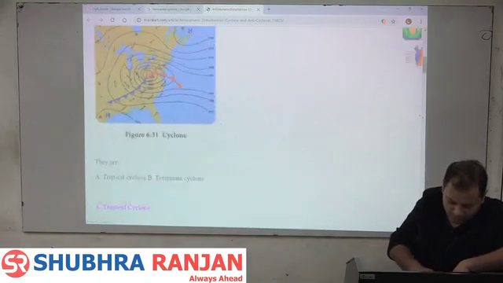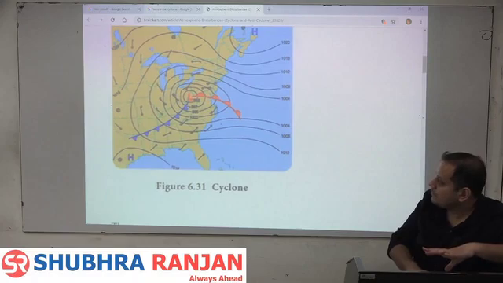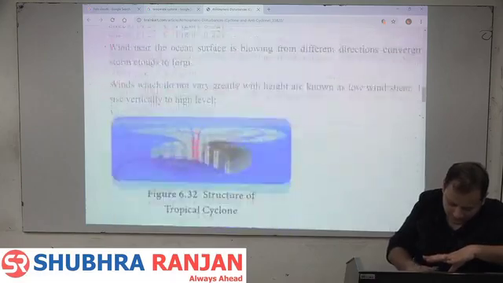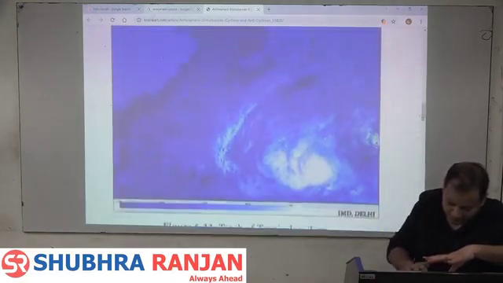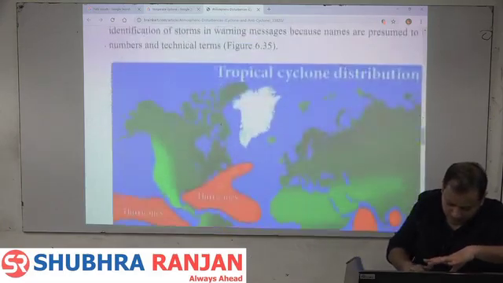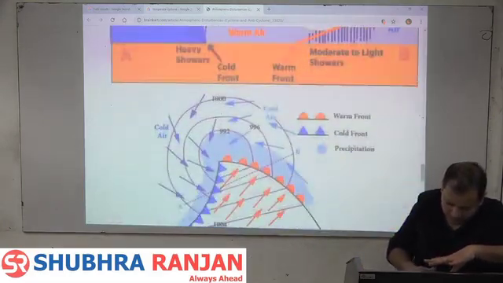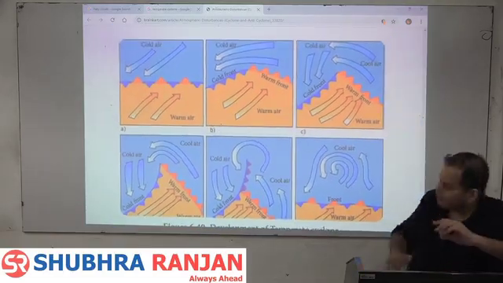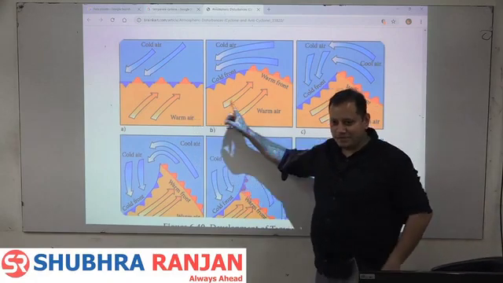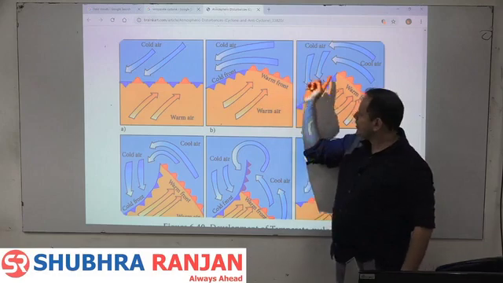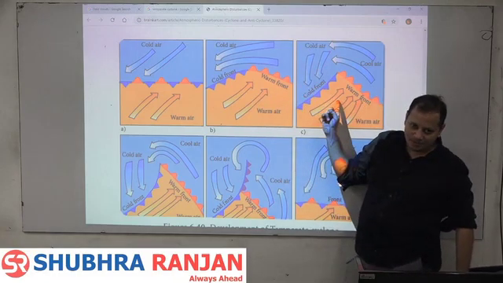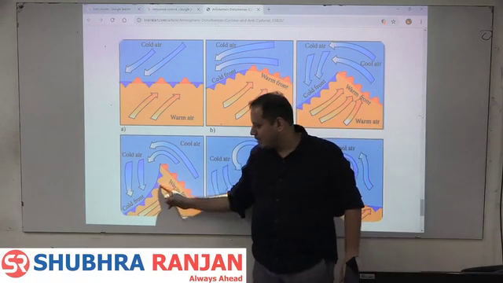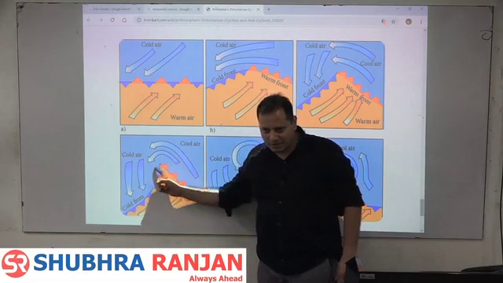In real life, it looks somewhat like this. Tropical cyclone is totally different. This is the temperate cyclone. Stages: stationary front, frontogenesis, cold front, warm front. The cold air will try to come into the territory of warm air. It has become westerly in nature. Then the warm air becomes trapped from all sides, and this is how the cyclone is formed.